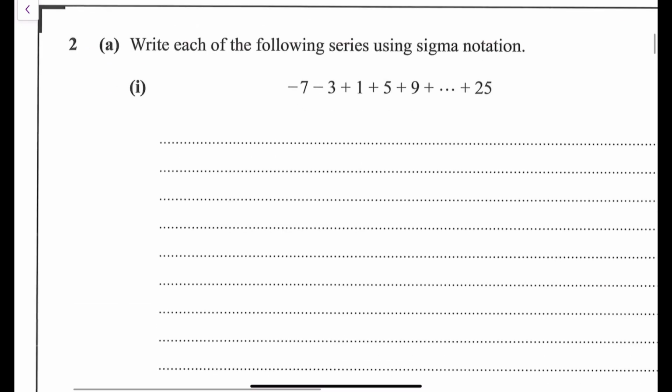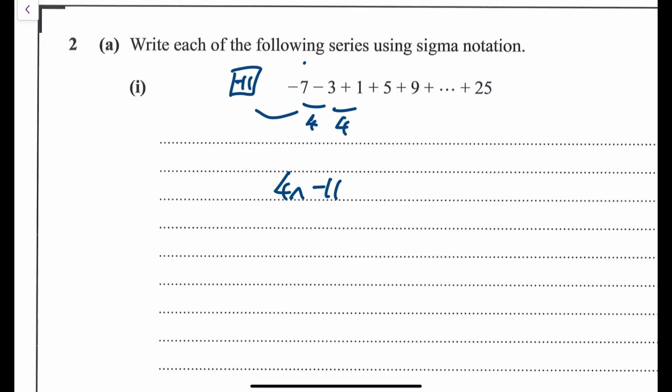Okay, question 2, a series question. Write each of the following series using sigma notation. So first of all, let's get the general nth term of this, and then we'll figure out how many terms we have. We're going up in 4s every time, which tells me there's a 4n involved. And if I went back by 4, that would take me back to minus 11. So it's 4n minus 11 is my general term.